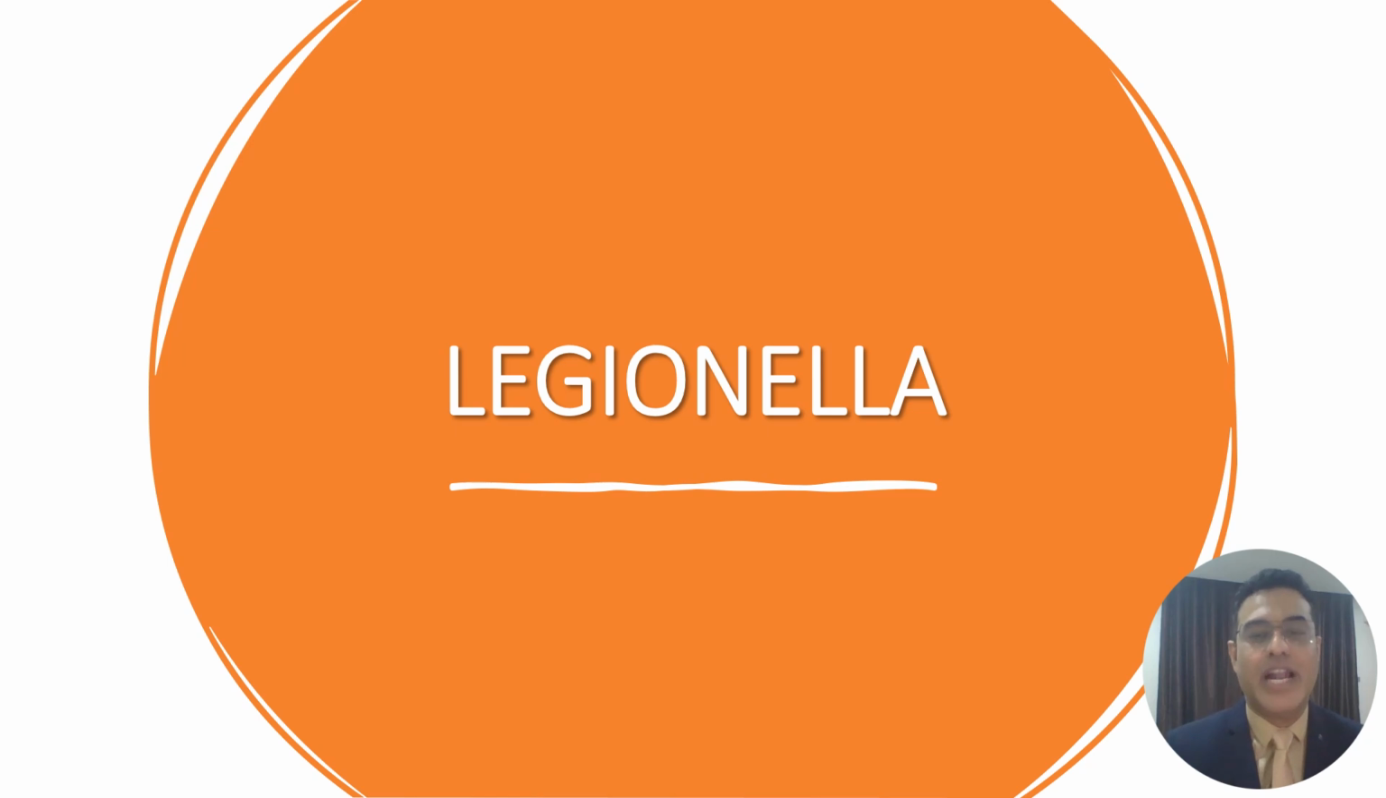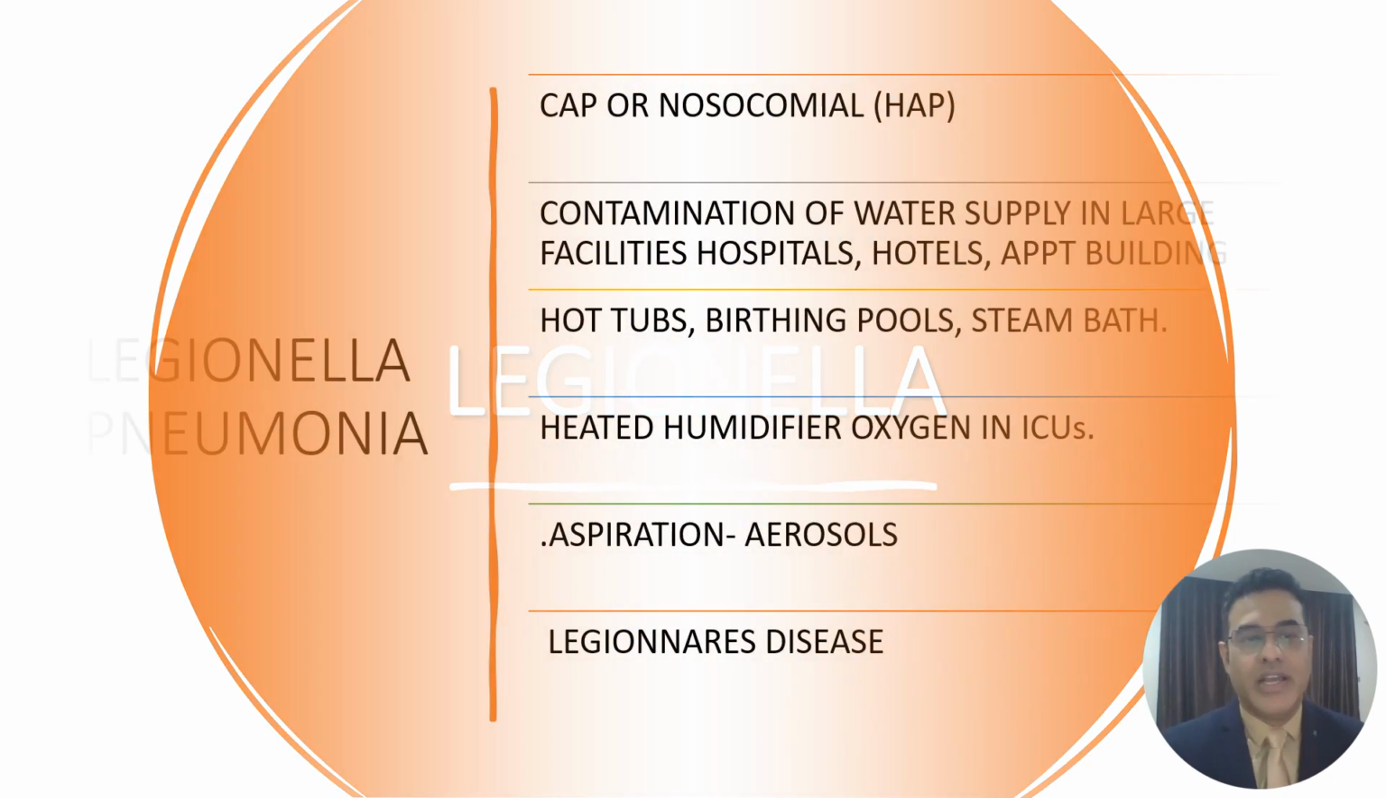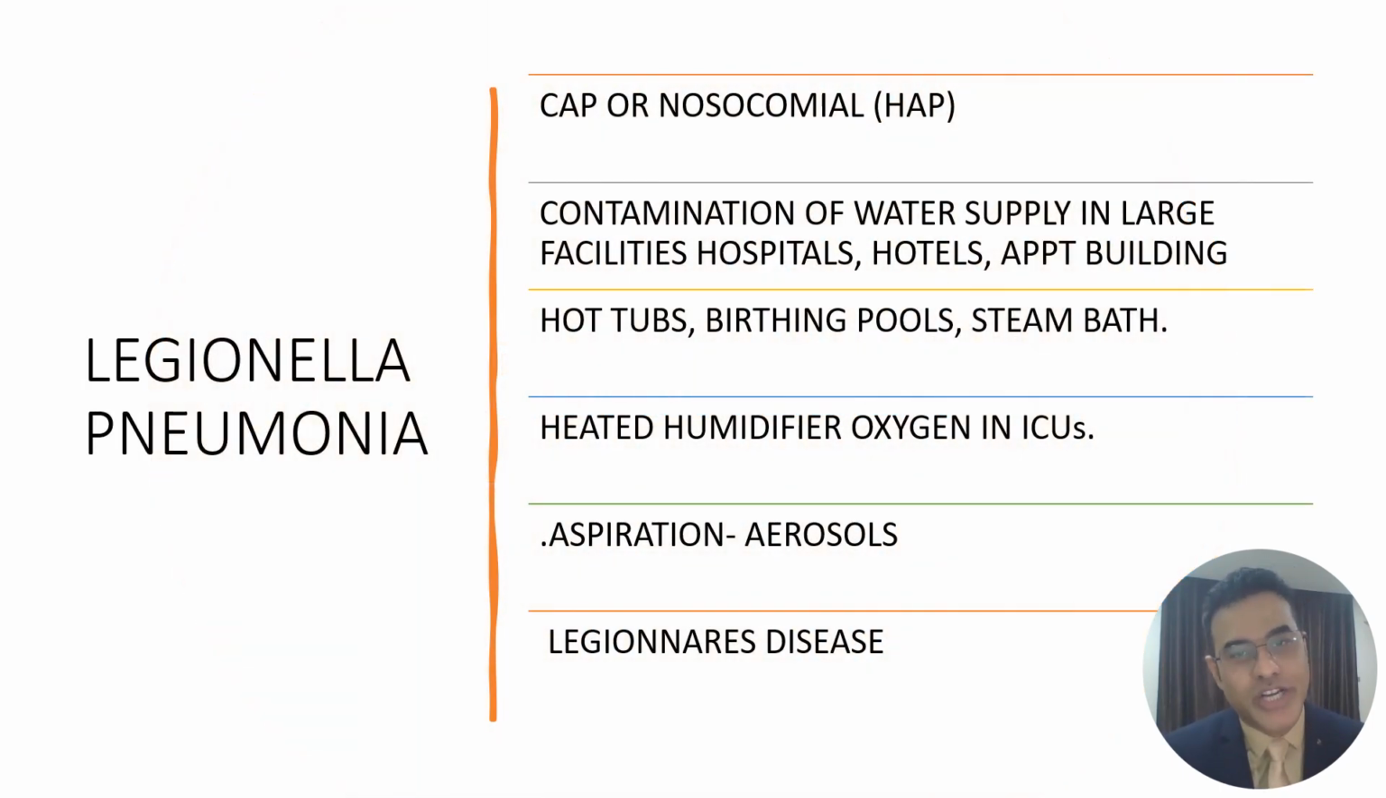The second most common atypical bug that we commonly see is Legionella. It is notorious to cause both community-acquired pneumonias and nosocomial or hospital-acquired pneumonias. It is commonly seen in water supply in large buildings, especially hotels and hospitals and apartment buildings. And also we see it in certain saunas, spas and steam bath areas. I have seen 2-3 cases of patients coming from saunas and steam bath areas with pneumonias after the spa treatment and all those things. And we no longer use heated humidifier oxygen in ICUs because of this bacteria getting contaminated in those things.